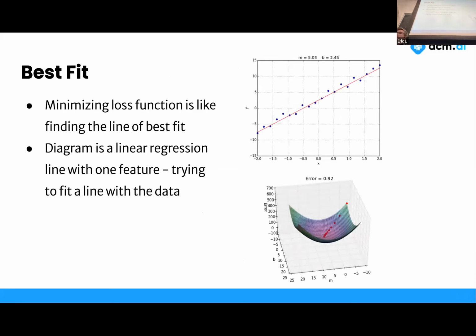Some of you have probably taken AP statistics and have heard about the line of best fit. Essentially, in the case of linear regression, when we complete gradient descent, we will find the line of best fit. This is a simple linear regression with one feature, trying to fit a line to an example data set. As we can see, that finds a line with a very good fit overall and a very low error over time.